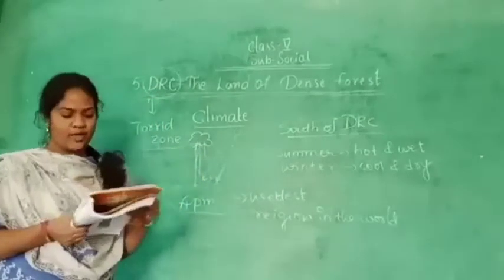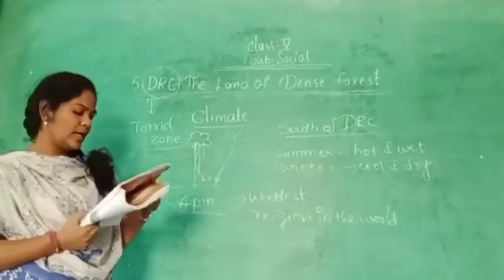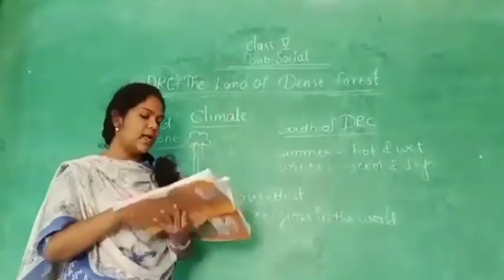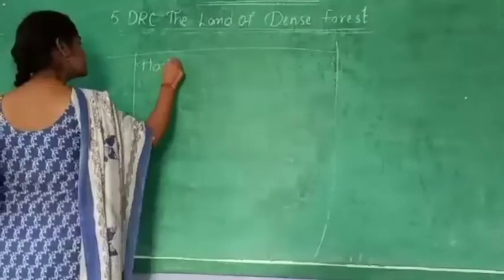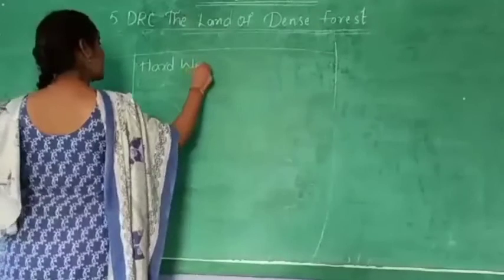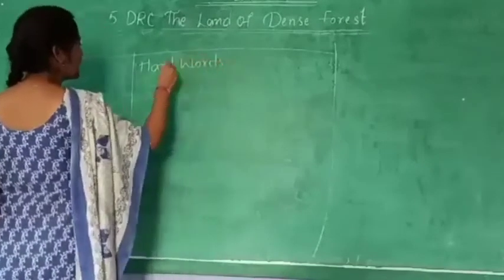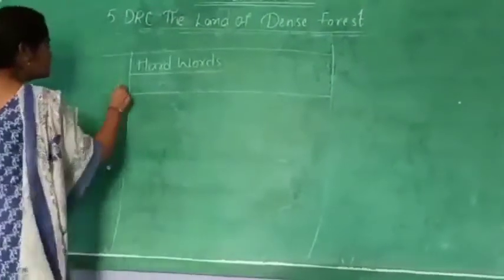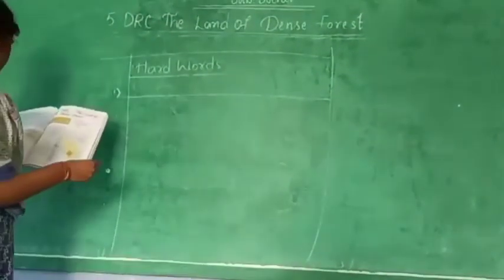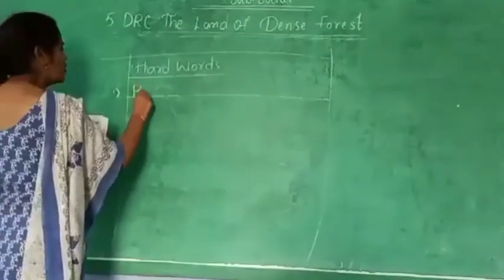Up to now, we have completed the lesson. Once you read the lesson, you can understand it. Now I will give you hard words from the lesson. Hard words. Up to where I have completed, from that only I am giving you hard words. Right, the first one is Belgian Congo.